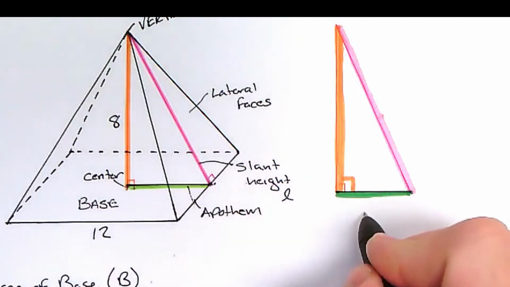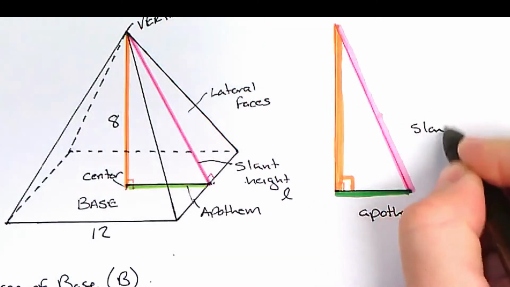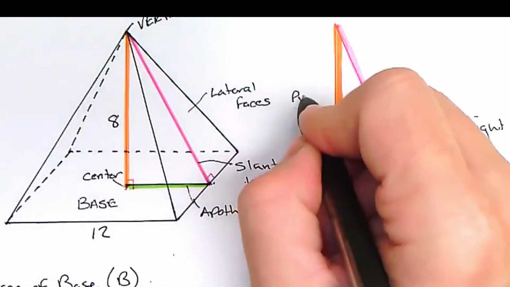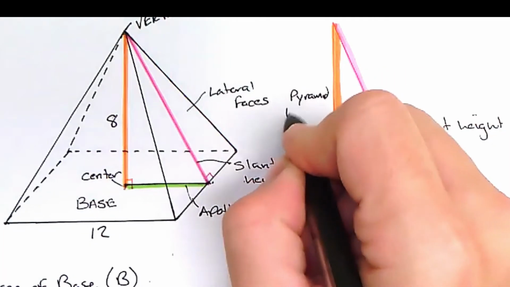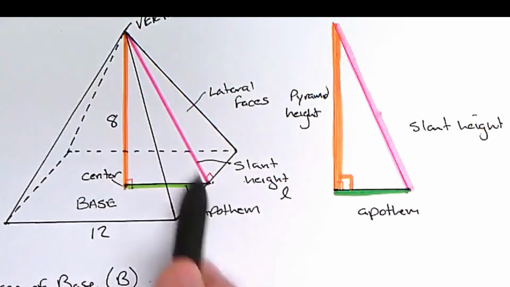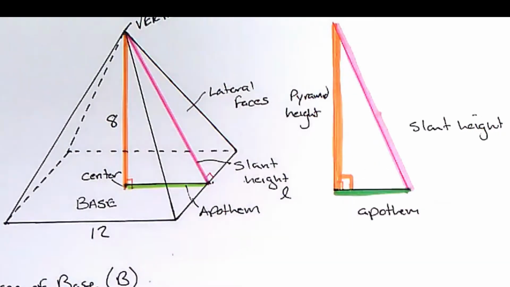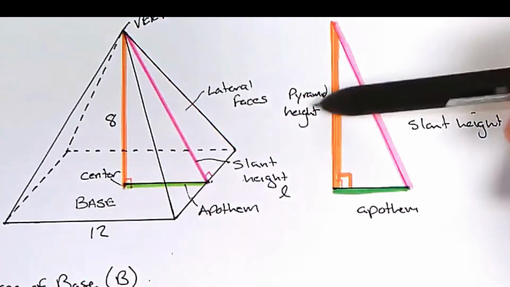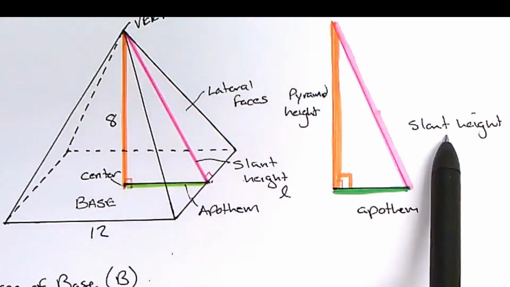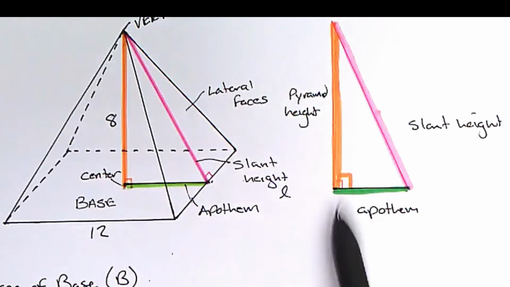Now these three together, apothem, our slant height, and our pyramid height, form a right triangle. We can see it here, and we've taken it out right here so you can see it outside the pyramid. Now, because they form a right triangle, if I know the pyramid height and I know the apothem, which I can get from my side length, then I can find my slant height. And if I know my slant height and my pyramid height, I can find my apothem, and so on.